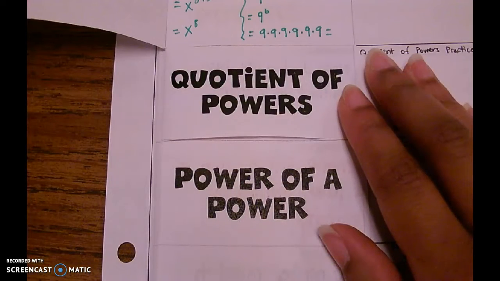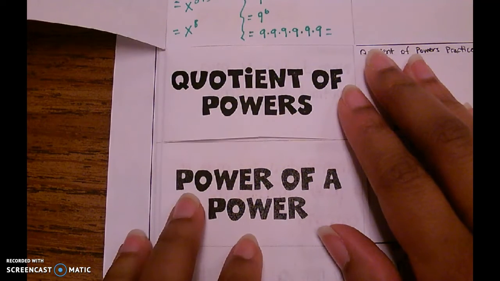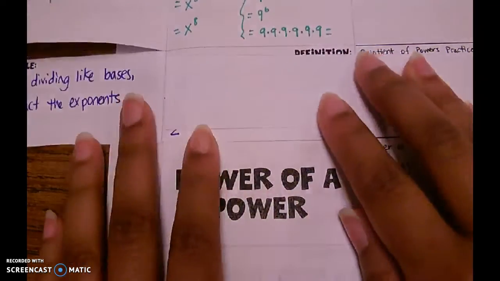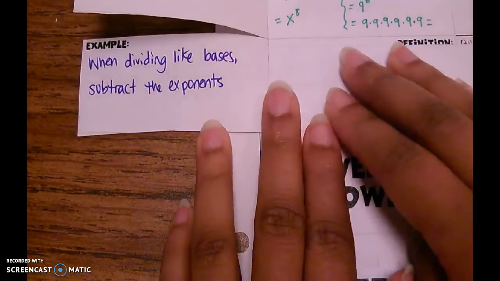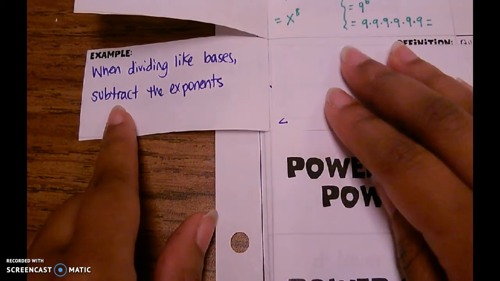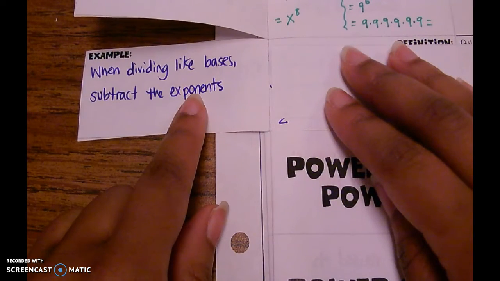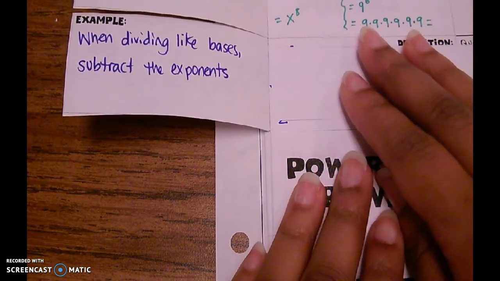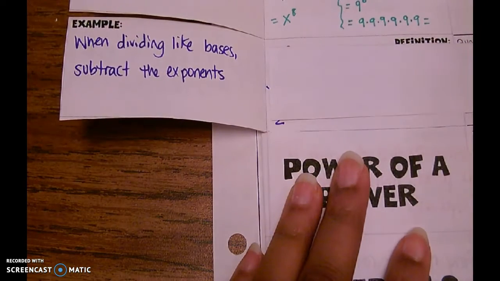All right, now that you've gotten your problems checked by Ms. Fersner, we're ready to move on to our next set of notes on the quotient of powers. So, when we're dividing like bases, we will actually subtract the exponents. Remember, quotients deal with division. So let's look at an example of this.